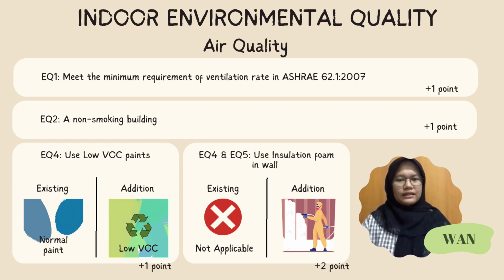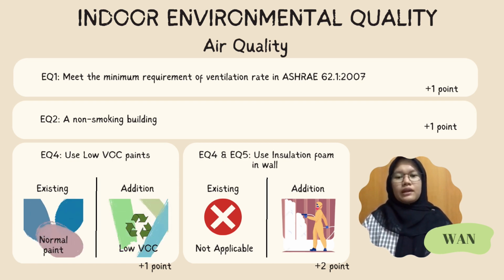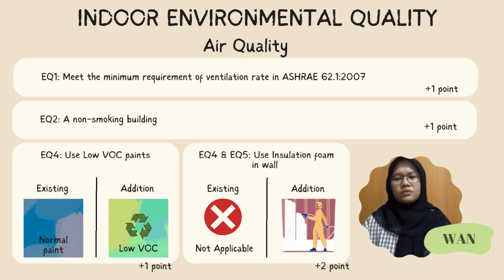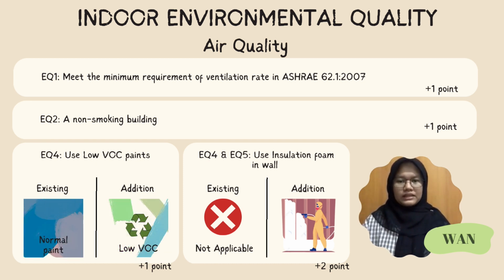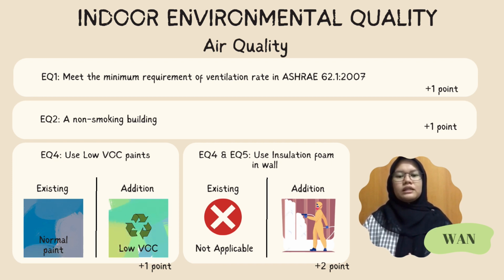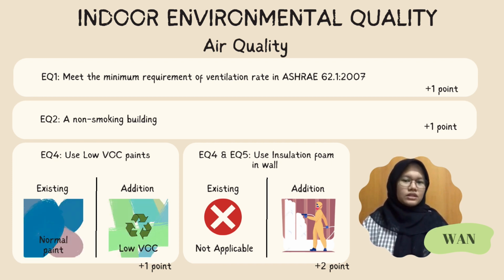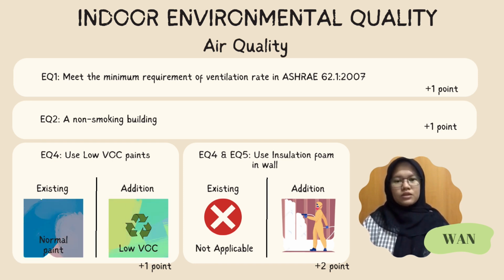As this is a kindergarten, it is a non-smoking building as smoking would harm the children. There is also an addition of low VOC paint, which has reduced the amount of volatile organic compounds, as the existing building only used normal paint. And previously, there was no insulation foam in the old building, so there is an addition of insulation foam in the wall. The use of insulation foam is to control the moisture in the building. It also functions as noise control.